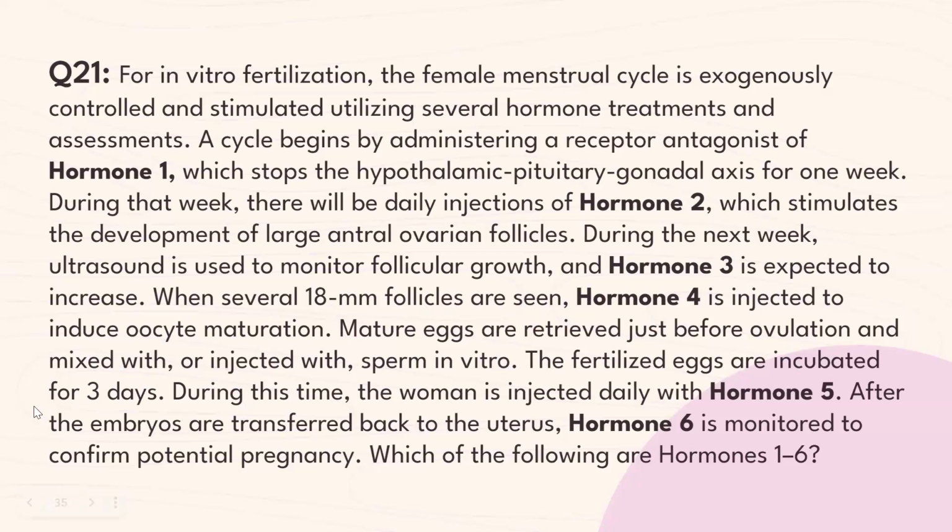Mature eggs are retrieved just before ovulation and mixed with or injected with sperm in vitro. The fertilized eggs are incubated for 3 days. During this time, the woman is injected daily with hormone 5. What hormone do you think is going to prepare the woman for implantation to occur? Progesterone, absolutely. Progesterone is going to make sure that the endometrial lining looks juicy enough for it to accept an implantation. After the embryos are transferred back to the uterus, hormone 6 is monitored to confirm potential pregnancy. What hormone are we testing in pregnancy? HCG, absolutely.